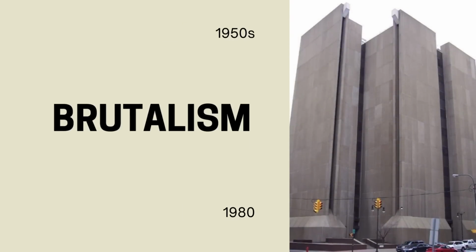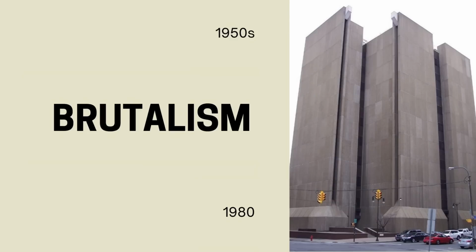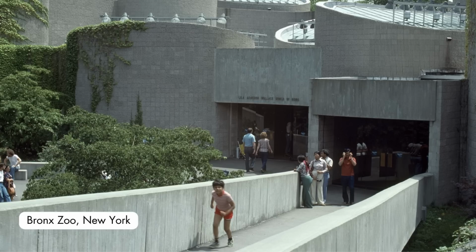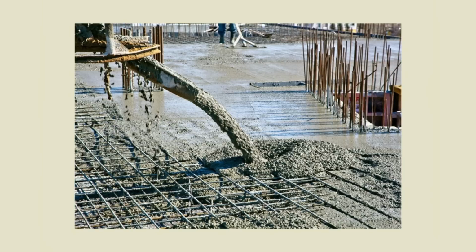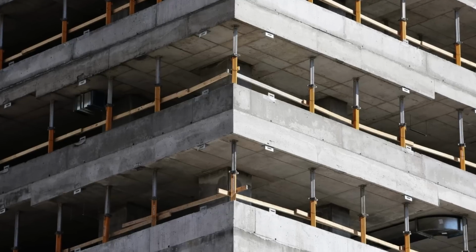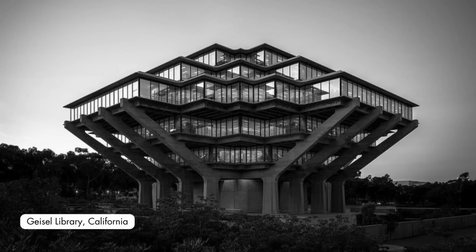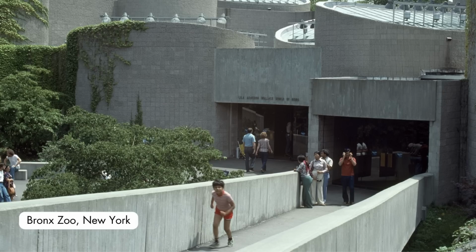What does brutalist actually mean? Brutalism is a modern architectural movement that began in the 1950s and lasted until the early 1980s. It was most popular in Eastern Europe, the United States, and the United Kingdom. Brutalist buildings used a lot of concrete. In fact, the word brutalism comes from the French phrase béton brut, which means raw concrete. Brutalist buildings are strong and large. This makes them perfect for public housing, libraries, community centers, universities, and even zoos.